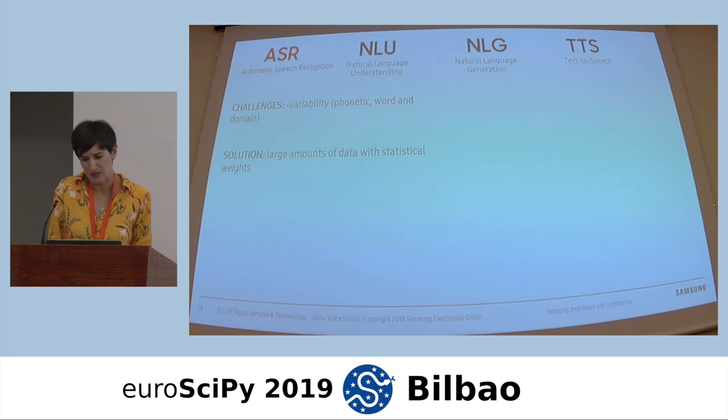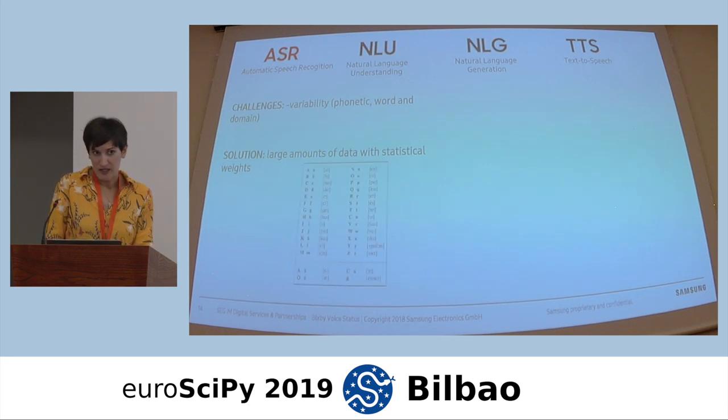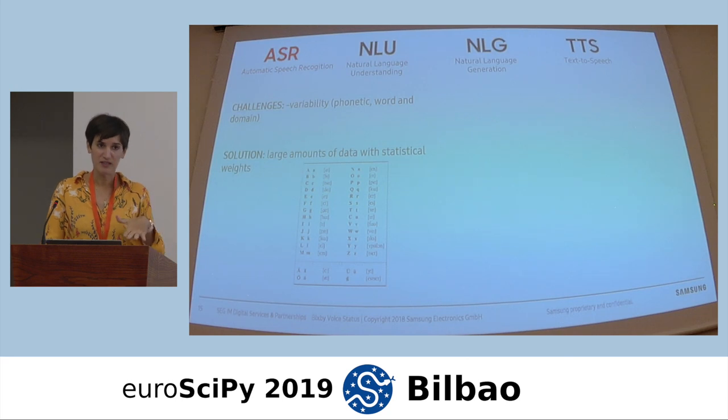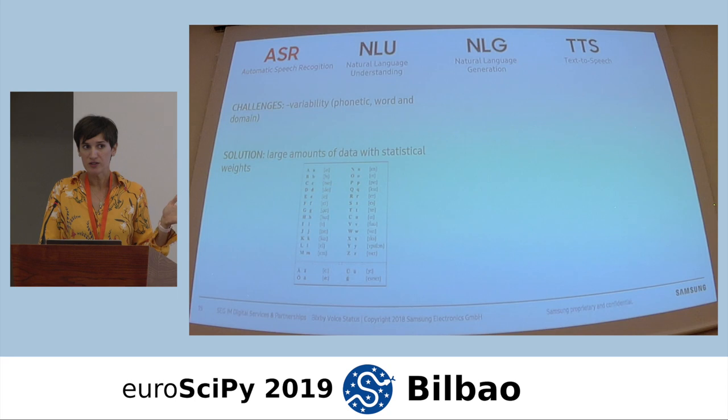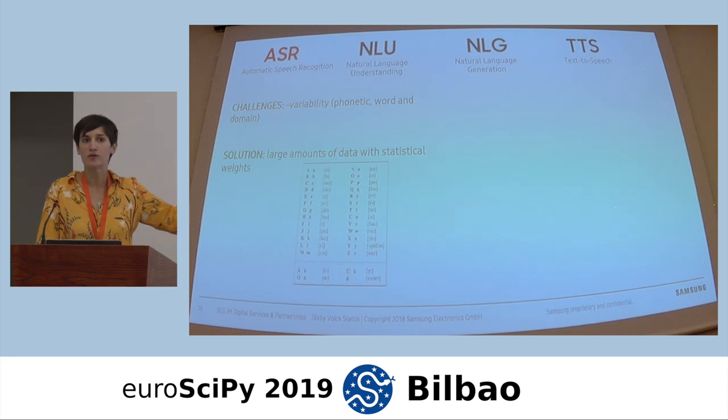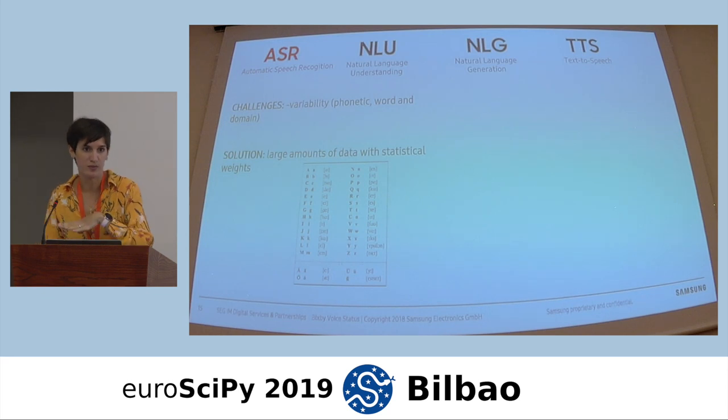How do we do that? Well, first we start by defining an alphabet, a phonetic alphabet. This is the one for German. By defining an alphabet, we are saying to the system, everything you will hear, you will use this set of phonemes to transcribe. So this is a closed set.